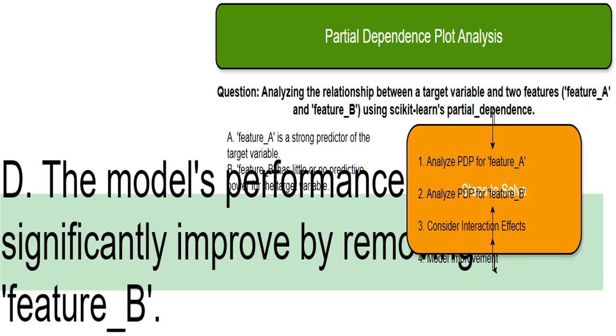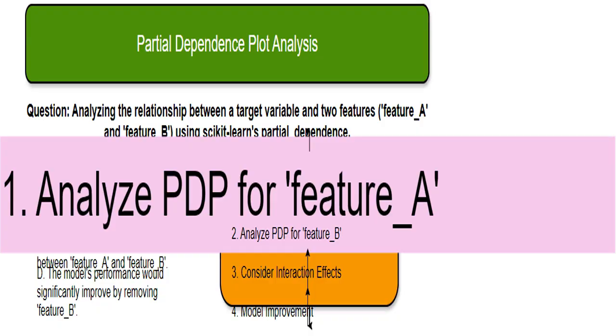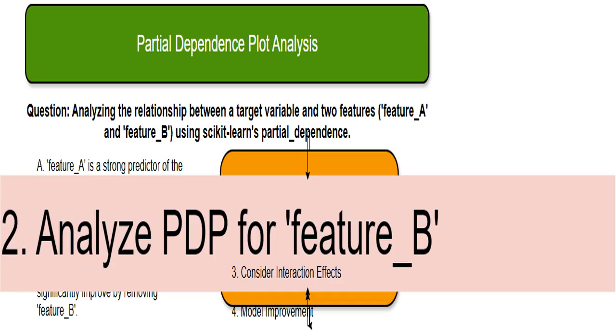I'll break down the problem into steps to make it easier to solve. I will carefully analyze the partial dependence plots individually and then consider potential interactions. I'll start by examining the PDP for feature_A. A positive relationship means increasing feature_A values are associated with higher target variable values. This suggests predictive power. Next, I'll look at feature_B. A flat PDP indicates that changes in feature_B don't seem to strongly affect the target variable.